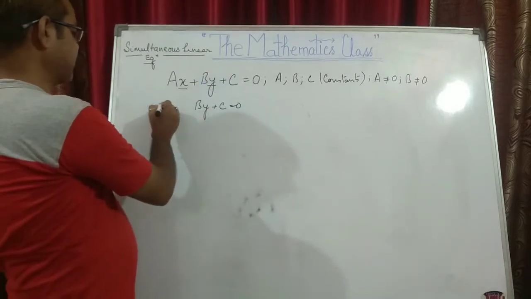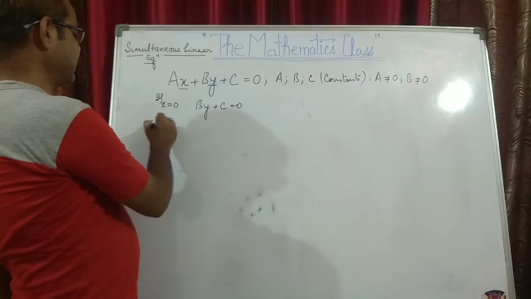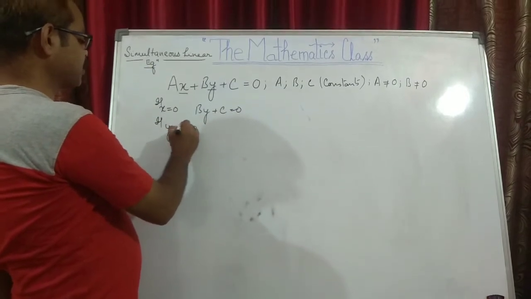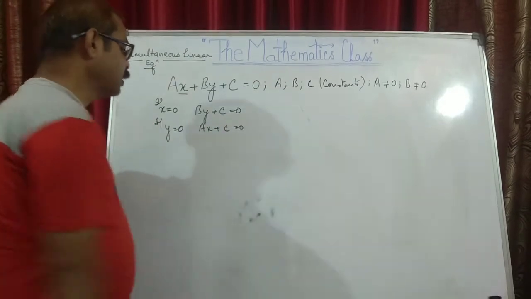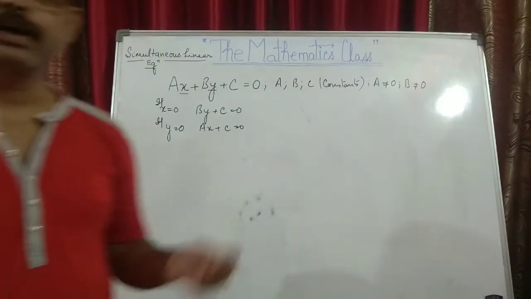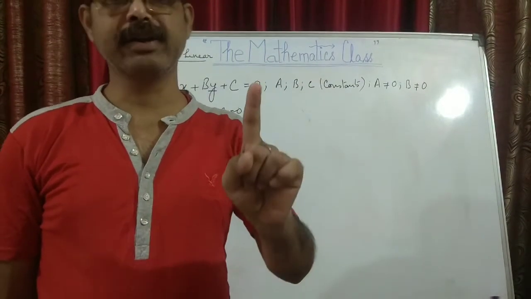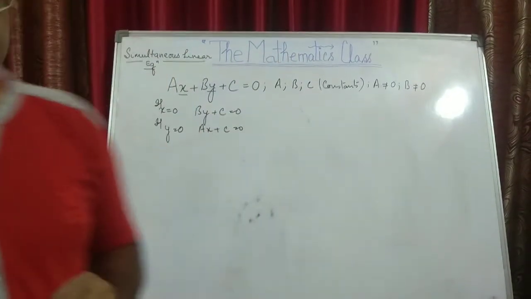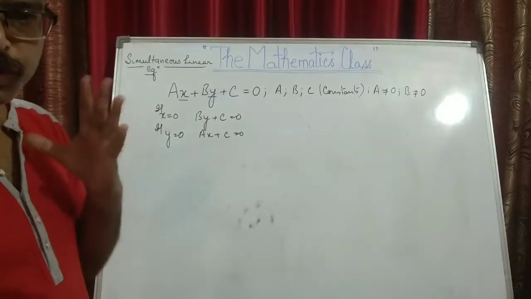Similarly, if y is equal to 0, then the equation will be ax plus c is equal to 0, and again it will become a linear equation in one variable. Now I hope you have understood linear equation in two variables.